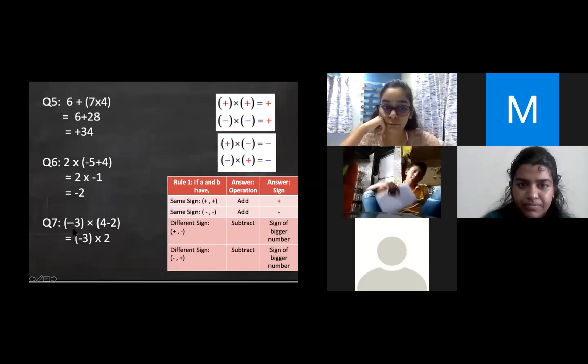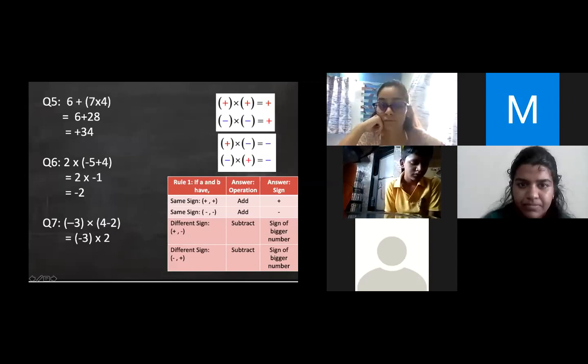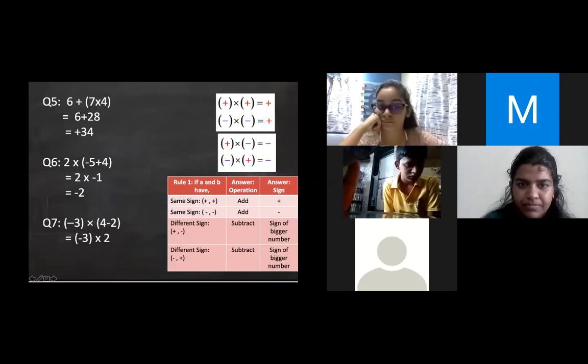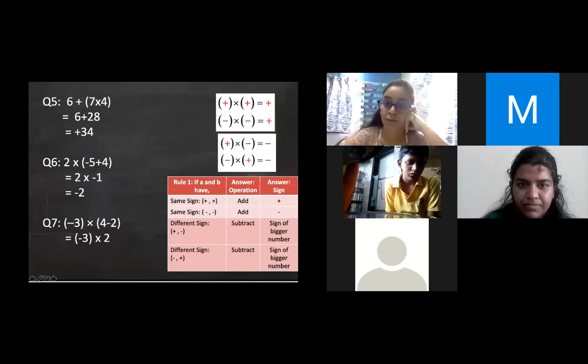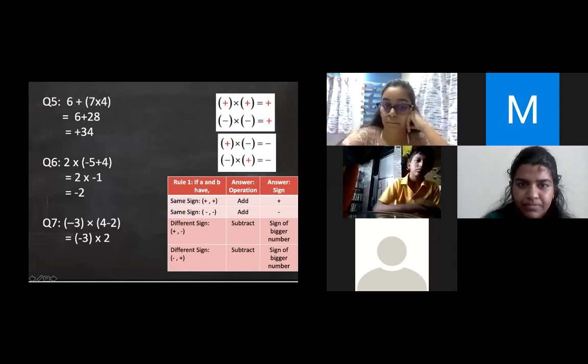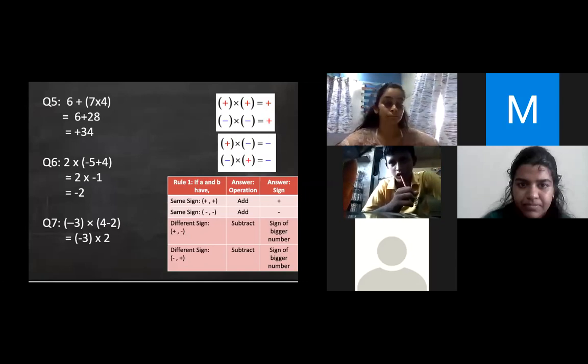Minus 3 multiplied by 2. So what is the sign in front of 2? No, I'm asking you what is the sign in front of 2? Positive. Correct. Now look at these 4 rules in front of you above. So you have minus 3 multiplied by positive 2. Which rule will you apply out of these 4 rules here? You have minus multiplied by a positive. Which rule will you use? Sorry?